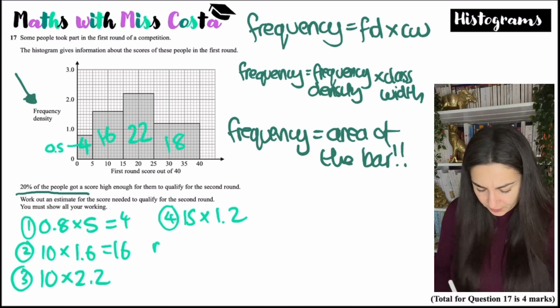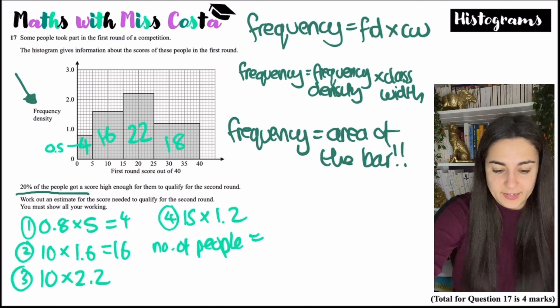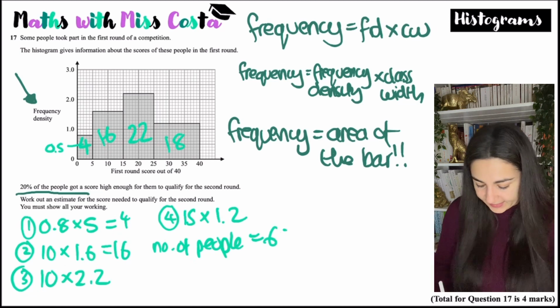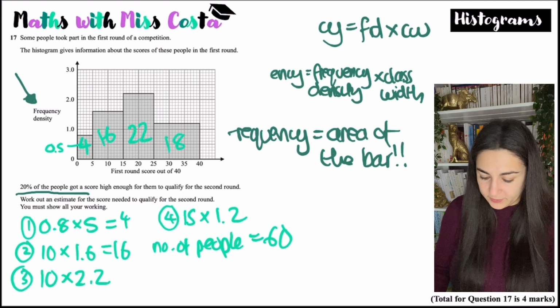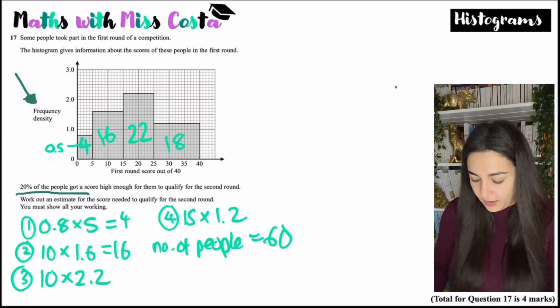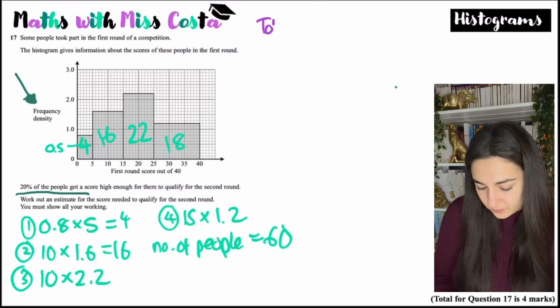Now to work out the total number of people, so the total frequency would be 4 plus 16 plus 22 plus 18, which gives me 60. Okay, so I know, I'm just going to rub this out, so we know frequency is the area of the bar. I know that there is a total of 60 people.